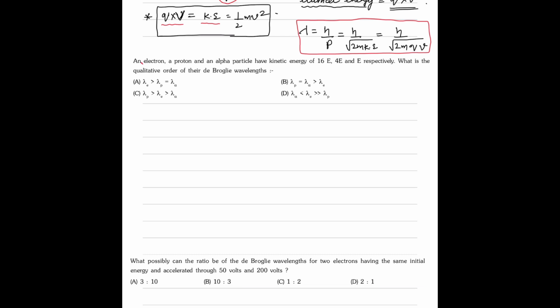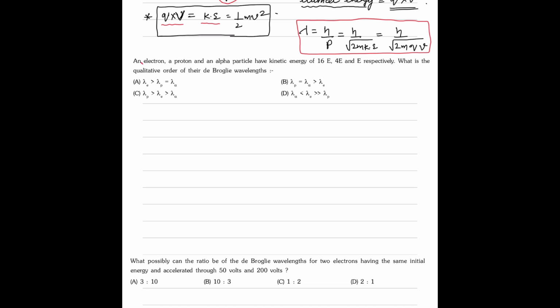Now the question says that an electron, a proton and an alpha particle are given to us, and they have the kinetic energies 16E, 4E and E. What is the qualitative order of their de Broglie wavelength? So the question is asking what is the order of their de Broglie wavelength.